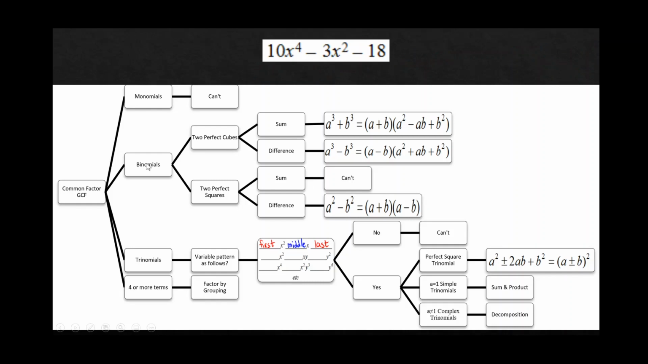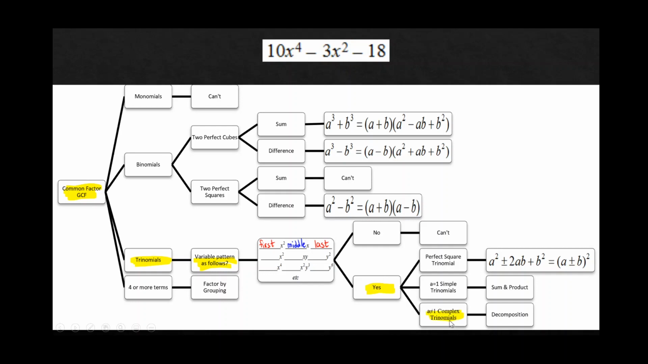We have no common factoring. It is a trinomial. The variable pattern works. So the first term is an even exponent. The last term is no variable at all, so no exponent. And the middle term has half of this exponent 4. Half of 4 is 2, so that works. So that's a yes.